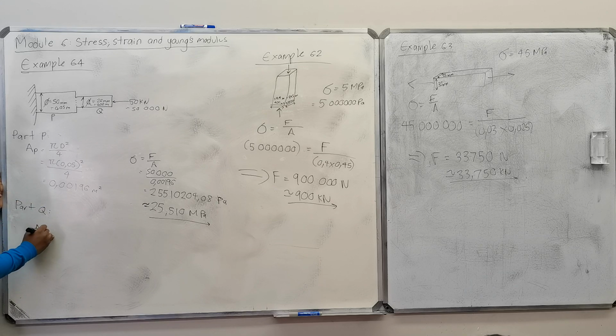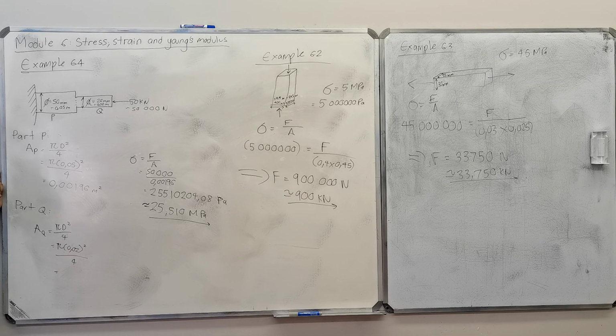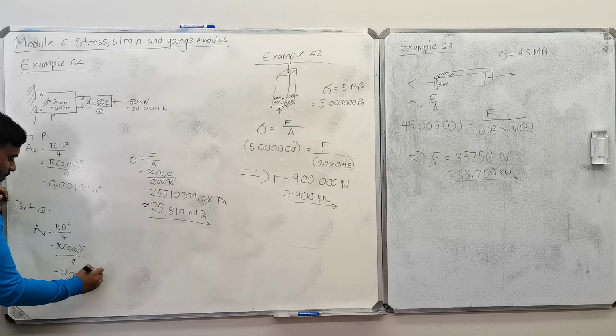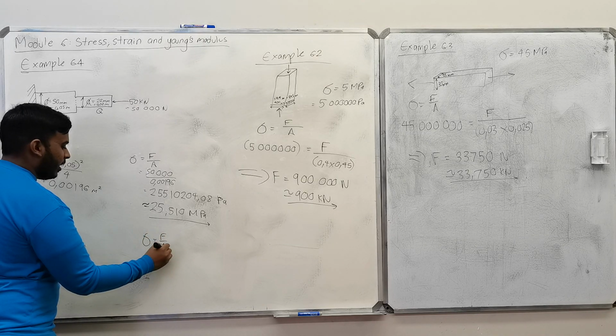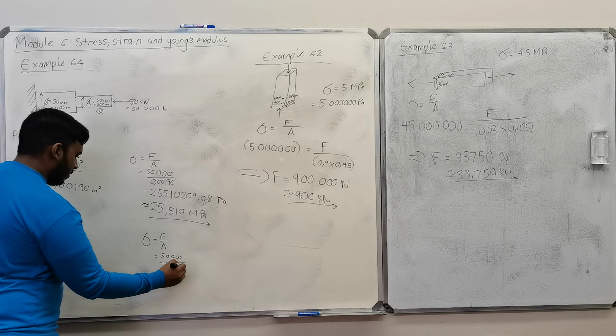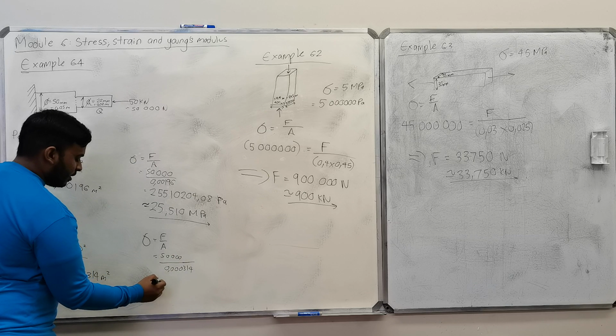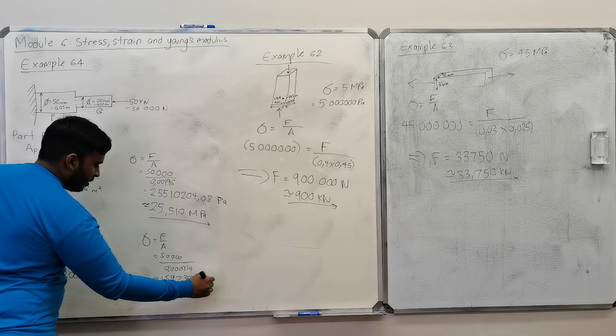So, area of part Q is pi d squared over 4, which is pi times 0.02 squared all over 4, which is 0.000314 meters squared. Right? So its stress will be equal to force over area. Same force is being applied, 50,000 newtons, all over 0.000314, which is 159,235.668.